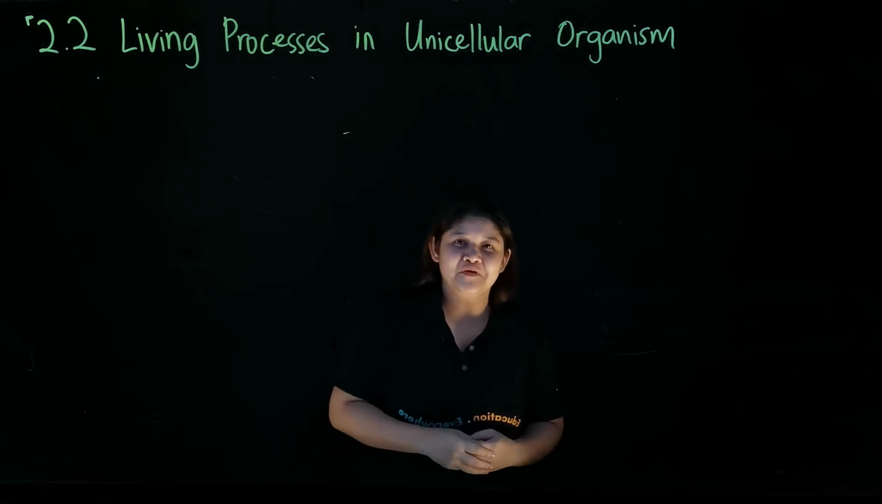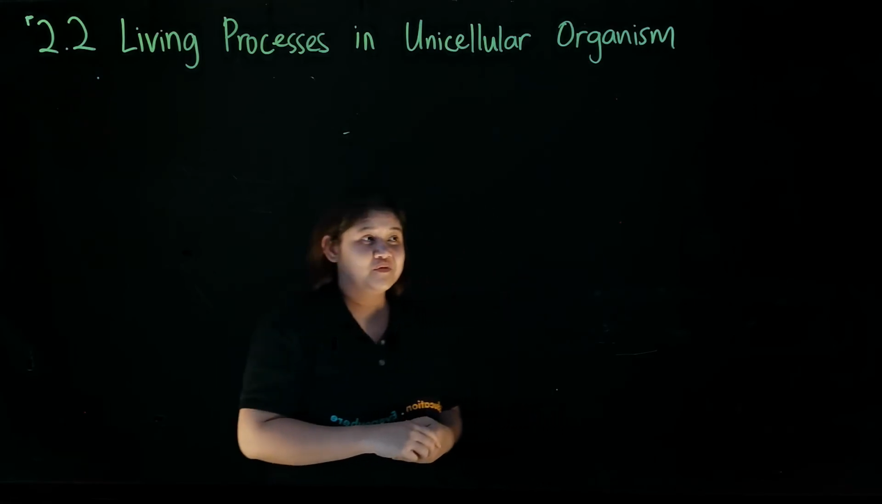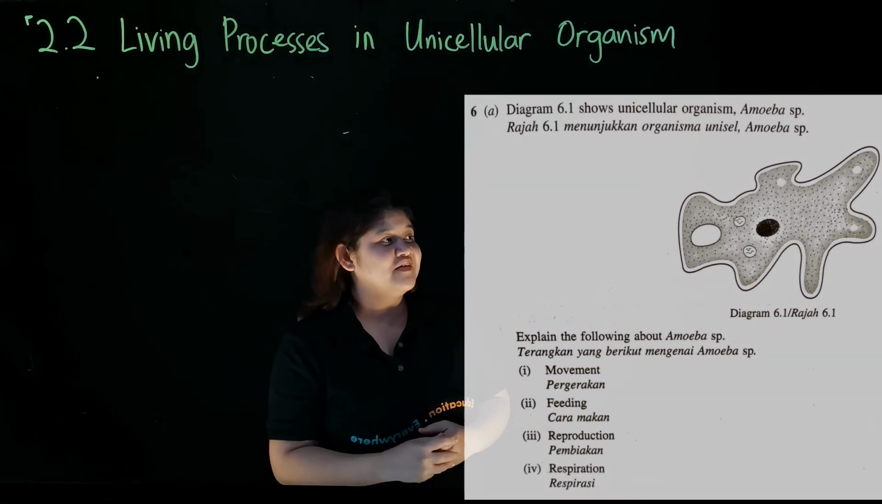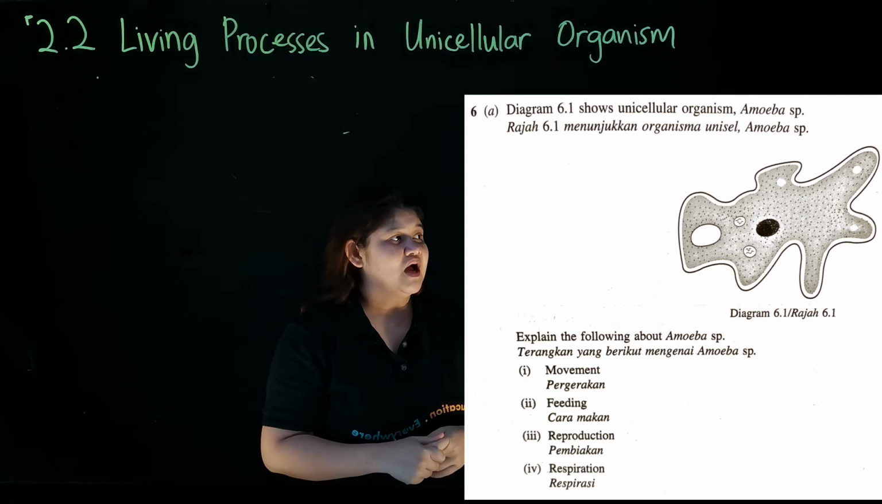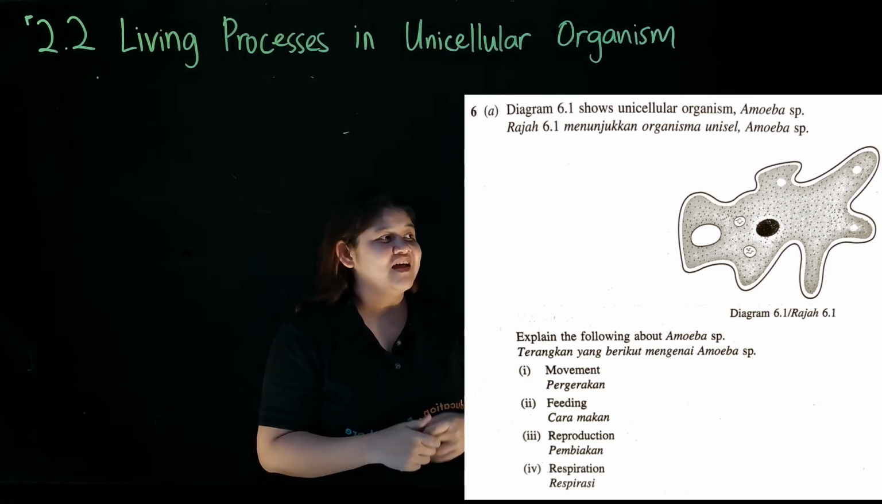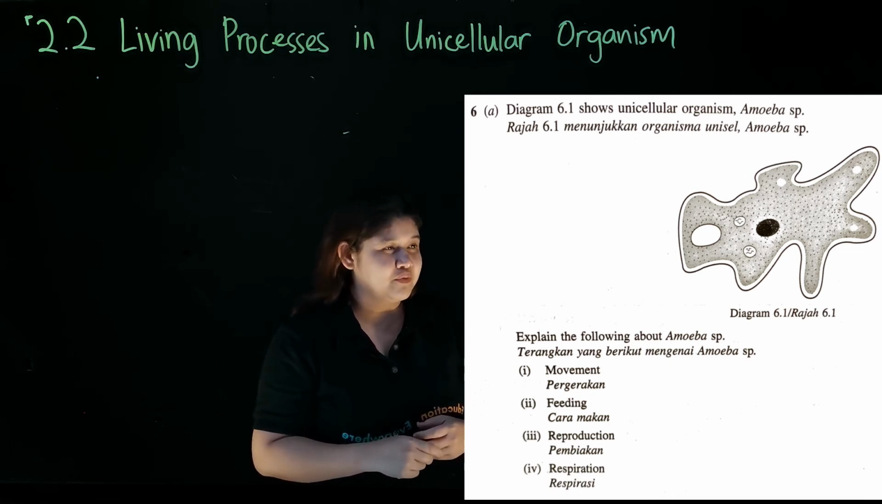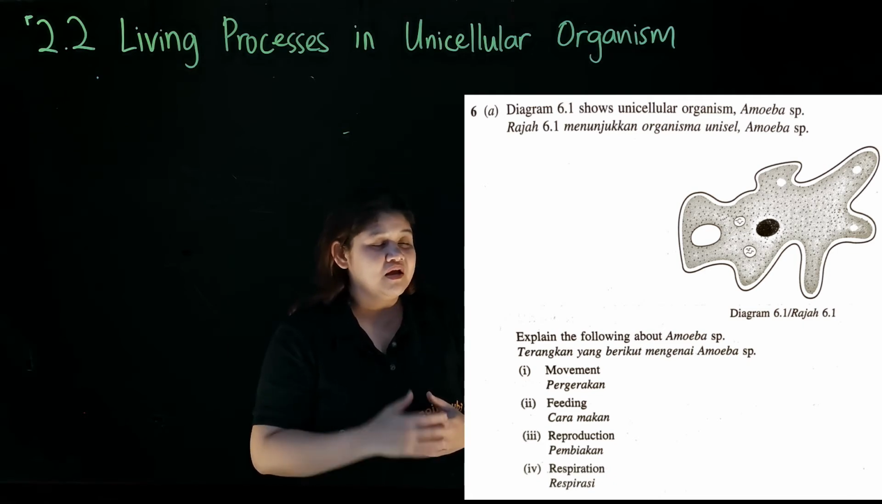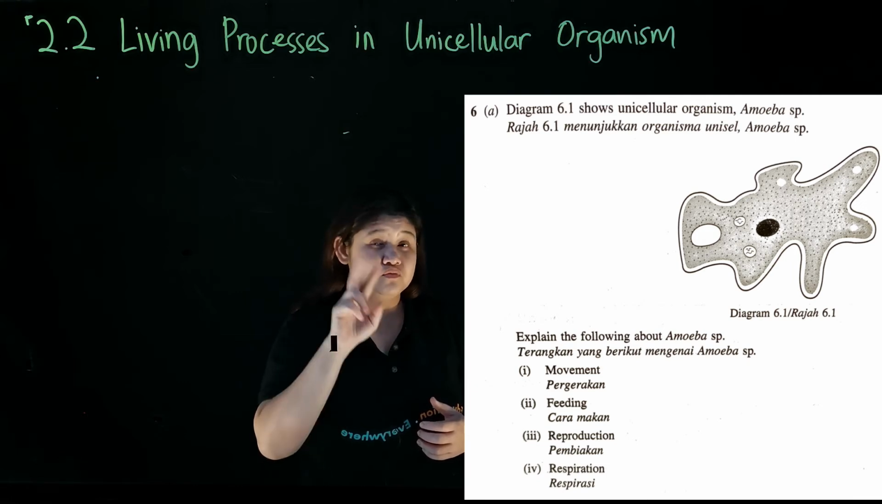Okay, for the next question, we're going to look at a question from paper 2. Okay, you are looking at the question right now. Okay, diagram 6.1 shows a unicellular organism, amoeba. Right? So the question is asking, explain the following about amoeba. Right? So there are 4 of them and 8 marks, all right? So meaning that each of the explanation will give you 2 marks, okay?